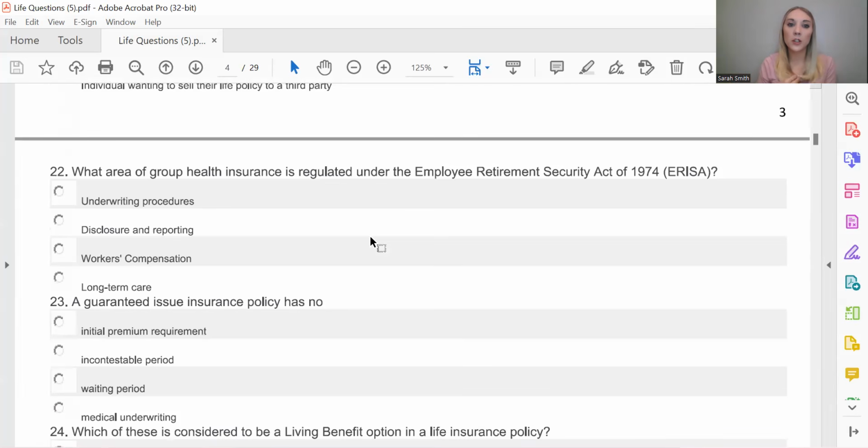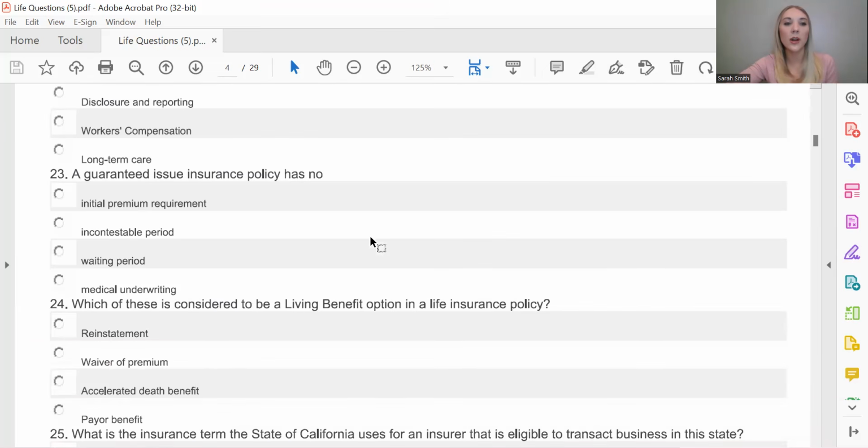What area of group health insurance is regulated under the Employee Retirement Income Security Act of 1974, or ERISA? Now, I always would say this as a disclaimer. I don't think that this particular question will show up just on the life only exam. If you're taking life and health, you might get this one, but the answer either way is disclosure and reporting. That's just a memorization one. I don't really have a way to explain it. I never do. Just say disclosure and reporting is your answer. Go and memorize it.